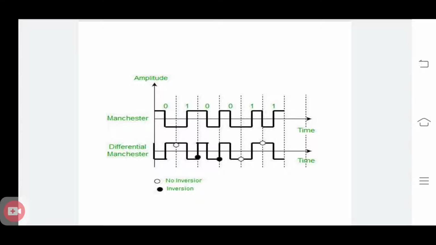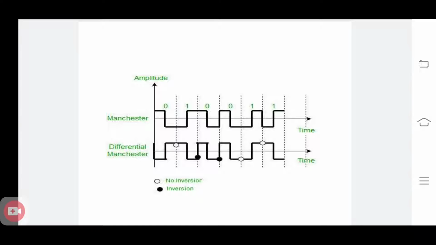Again, we have a 0. If it is 1, there is no transition. But if it is 0, there is an inversion. In the next case, we have also a 0, so there will be an inversion. But next is a 1, so there is no transition. So along the x-axis it moves.